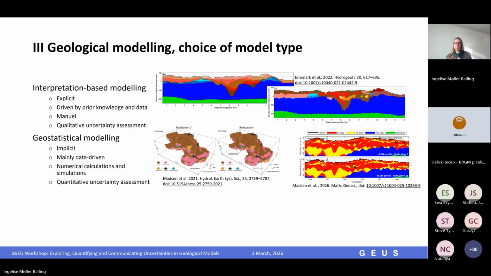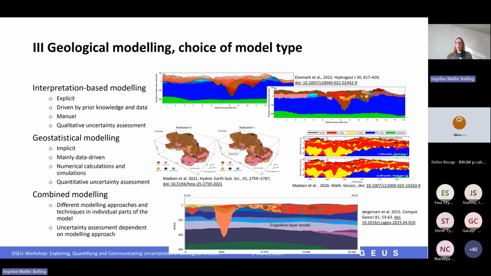It's a result of numerical calculations or simulations with a quantitative uncertainty assessment. More modeling types and approaches can be applied in individual parts of the same model, and then, of course, the uncertainty assessment would be dependent on which modeling approach has been taken. In the next slides, we'll show some examples of how the model uncertainties can be visually communicated.